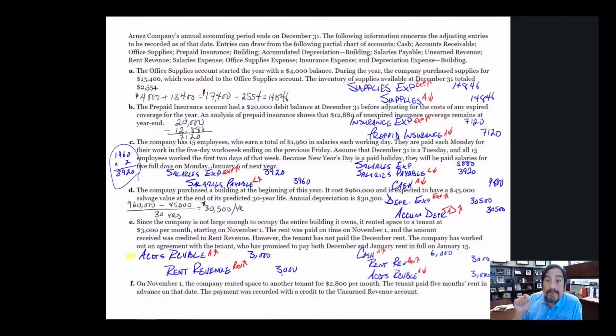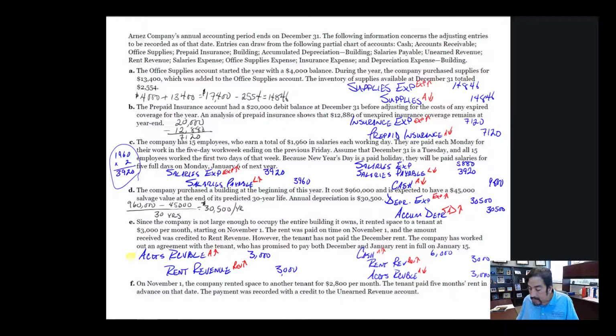Half of that was for January rent, so we're going to record rent revenue. And the other half was for December rent. We already recorded December rent revenue on last year's income statement, on last year's financial statements. So we don't want to record another $3,000 of rent revenue. Instead, we want to wipe out that accounts receivable account that we created with the adjusting journal entry at the end of December.